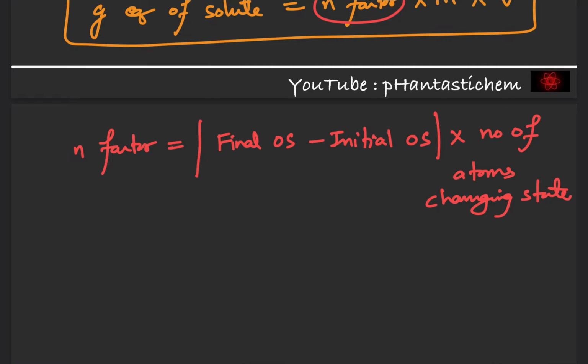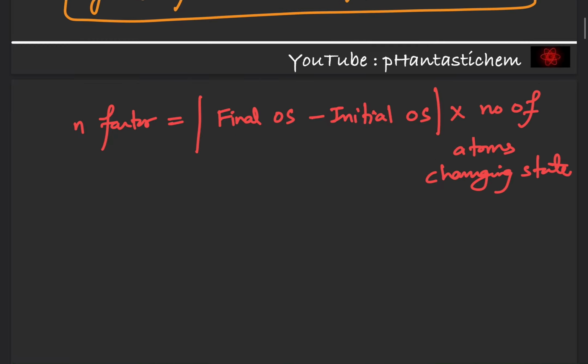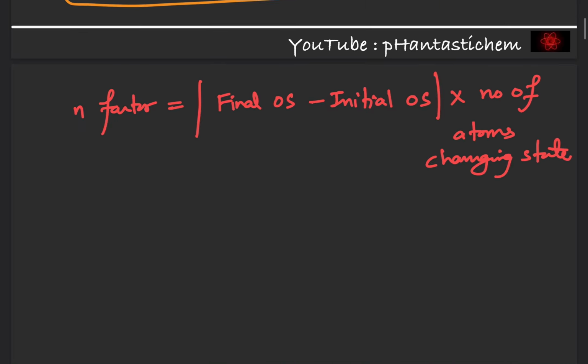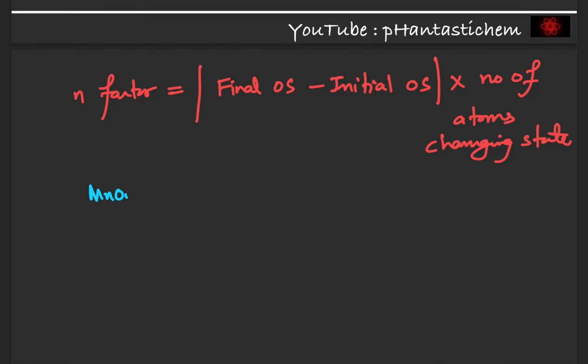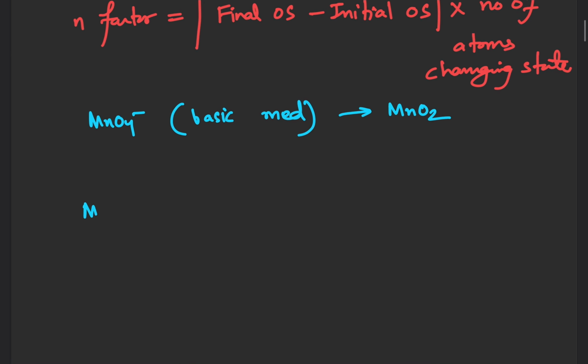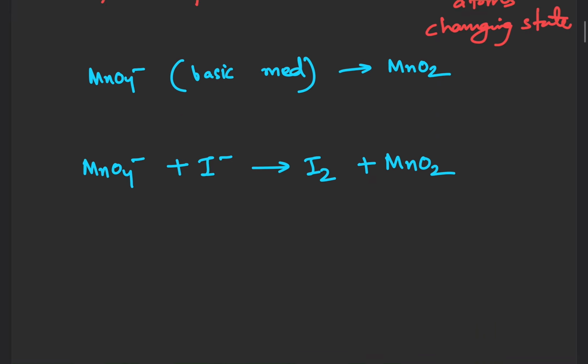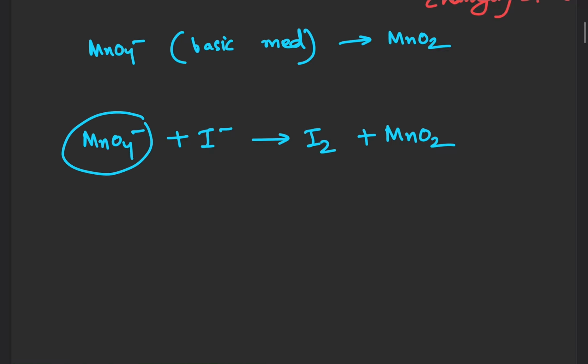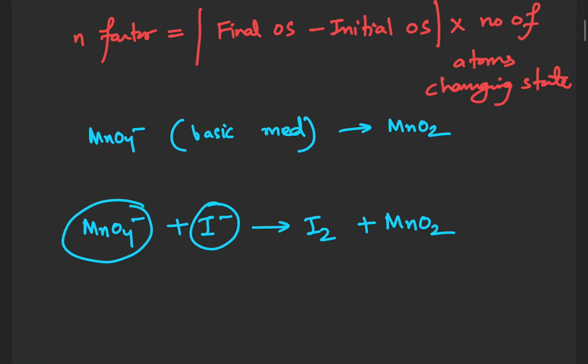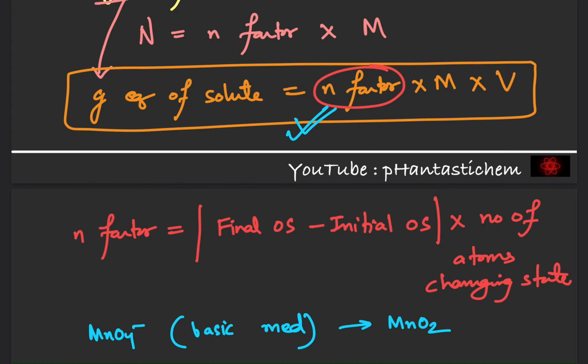Using these prerequisites, now we can solve our question. Given that 500 ml of 0.2 molar MnO4 minus in basic medium is mixed with 500 ml of 1.2 molar KI solution. Important: MnO4 minus in basic medium gets reduced to MnO2. So with respect to reactions, I can write MnO4 minus plus I minus will give me I2, obviously, plus MnO2. No need to balance this. Let's calculate the gram equivalence of MnO4 minus and I minus using this formula.